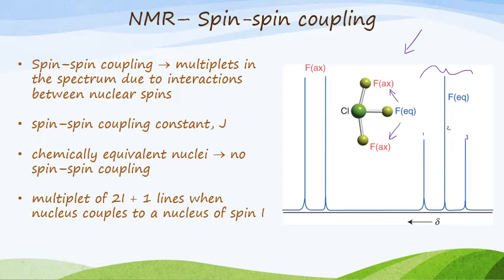Okay, and then this axial fluorine here can see this fluorine here, and this other axial fluorine here can see this fluorine here, but both of those are equivalent, so therefore we get what's called a doublet, and we can see there's these 2 peaks and they are equivalent. Okay, so that is what we see when we see spin-spin coupling.